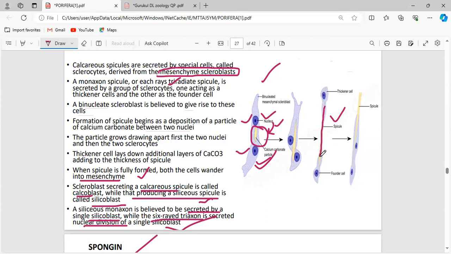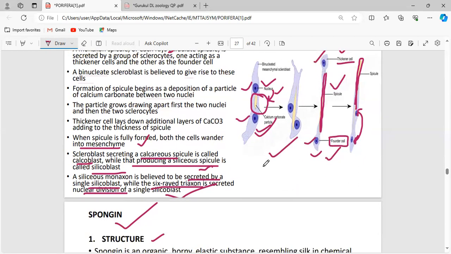And now see the structure. In between these two nuclei, the spicule has been formed. One nucleus will give rise to the thickener cell, and the other nucleus will give rise to the founder cell. Between the spicule, the founder cell is at the base and the thickener cell is at the top. After the maturation of the spicule, the nuclei will again be near to each other. This is how the spicule is formed.